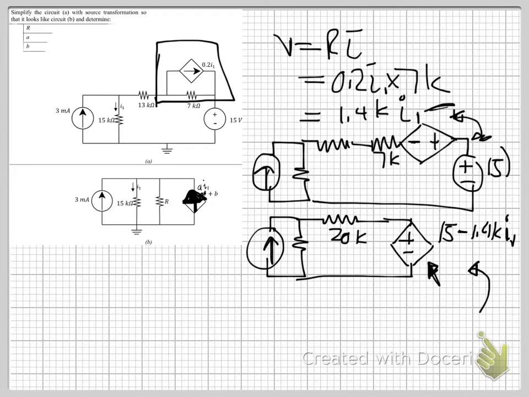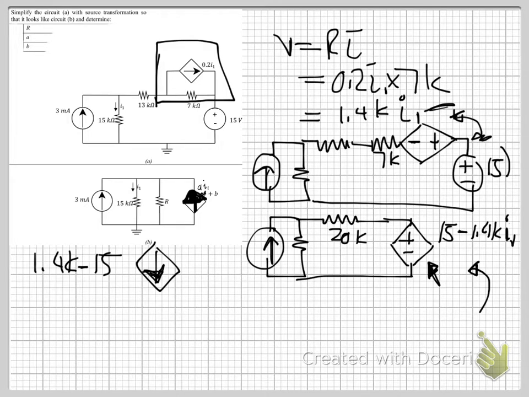You could have said it's equal to 1.4K minus 15 if you decided to draw your current source looking down. That is the only reason why we have it as 15 minus in the specific order that we do.